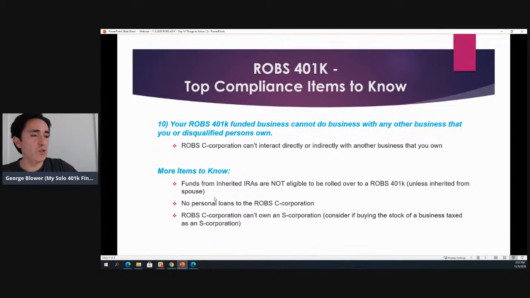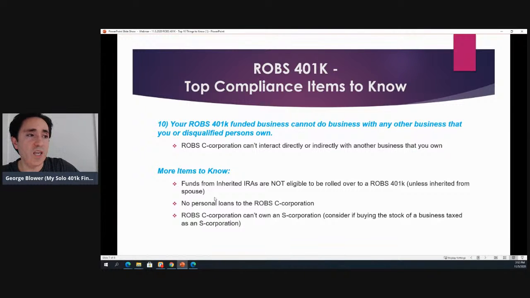No personal loans to the ROBS C corporation. So if you are investing money in the business, you're buying stock. You're not lending money to the business. Again, that's another example where you might have experience in your prior small business ownership where you had an advisor have you loan money to your business. That's not something you can do. You buy stock in the business and it's documented as a stock purchase.